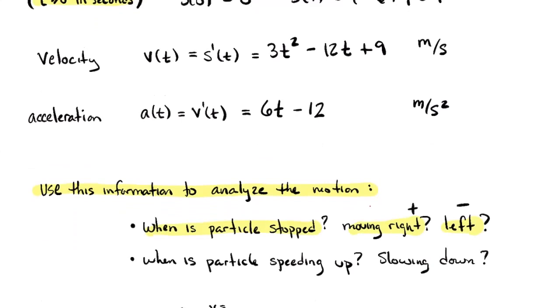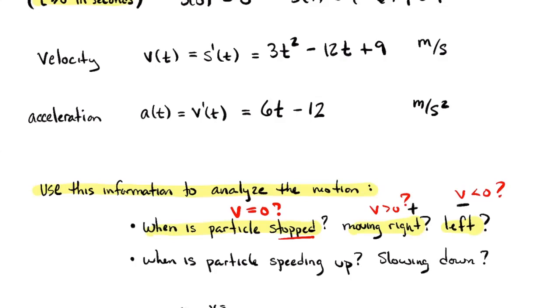moving right is asking the question, where is the velocity positive? Moving left, where's the velocity negative? Where's the particle stopped? That's asking, where's the velocity equal to 0? So I'm going to want to know where this function v is positive, negative, and 0. In order to do that, I'm going to want to have a factored form of that quadratic polynomial that I've got written up there.